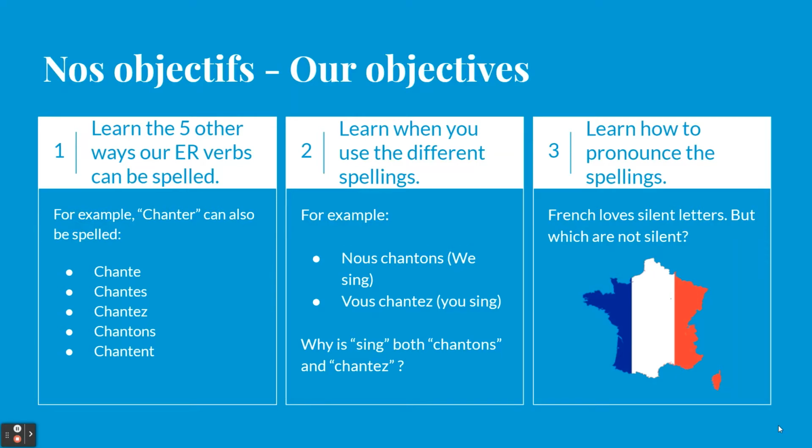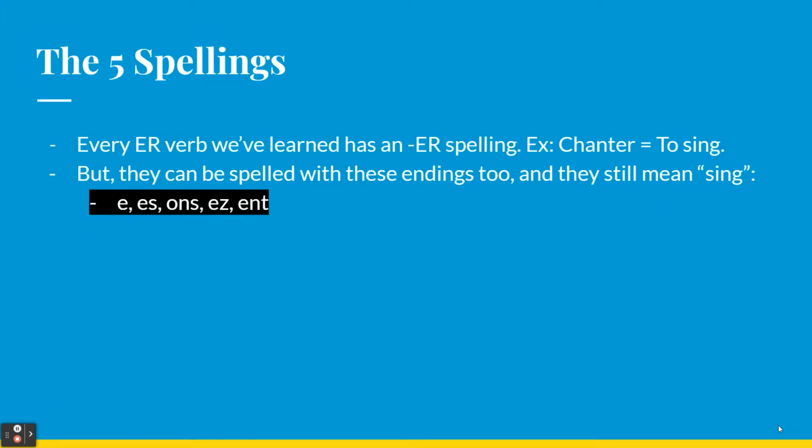Number 2. Learn when you use those different spellings. For example, nous chantons means we sing, vous chantez means you sing. Why is sing both chantons and chanter? And number 3, learn how to pronounce those spellings. French loves silent letters. Let's learn what they are.